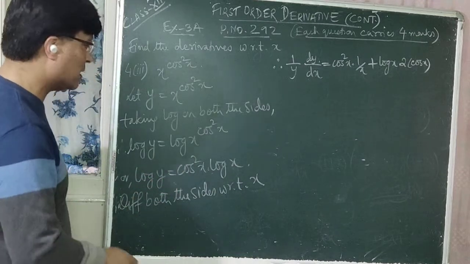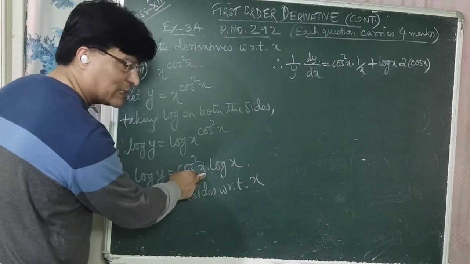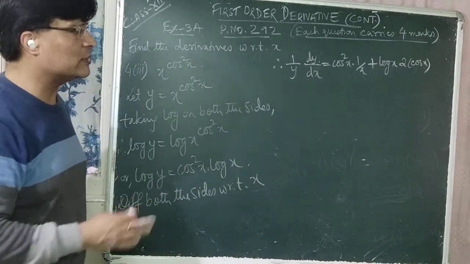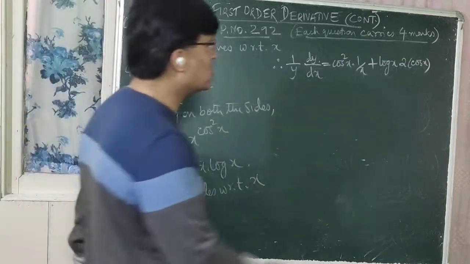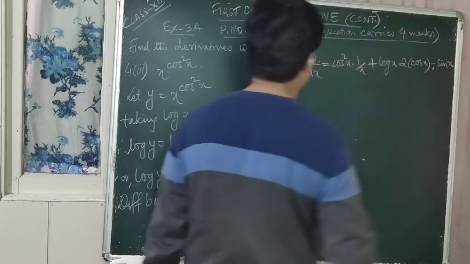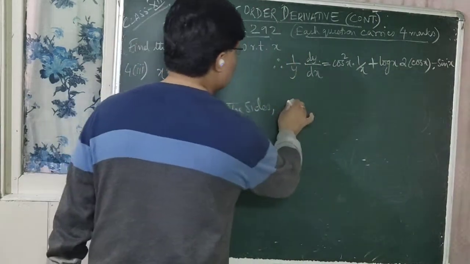Again, you have to differentiate the term which is assumed as x. That is, cos x is assumed as x. That means you have to differentiate again cos x. What is the differentiation of cos x? It is minus sin x. Is that clear? So let us simplify it.